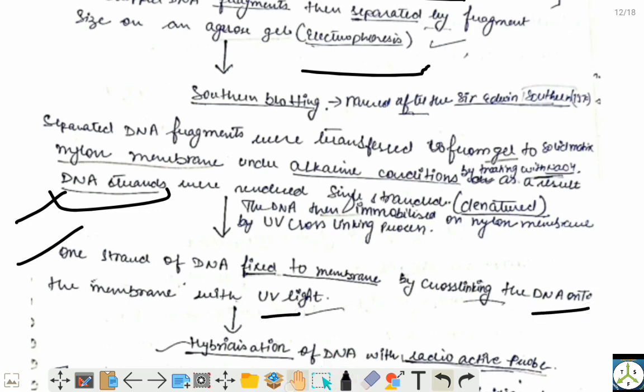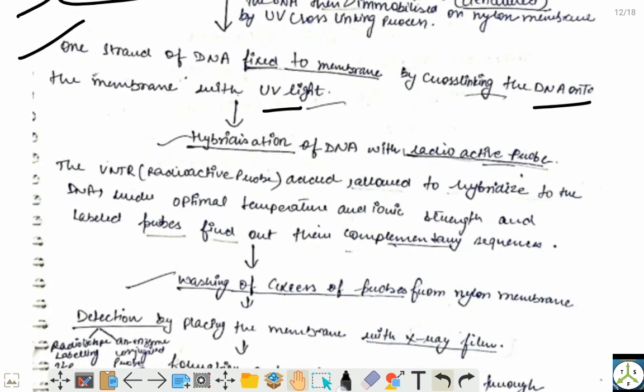Using UV light, then we hybridize the DNA using the radioactive probe. The VNTR radioactive probes are allowed to hybridize to the DNA under optimal temperature and ionic strength, and the labeled probe finds its complementary sequences. Clear? Then we wash out the excess probe from the nylon membrane.